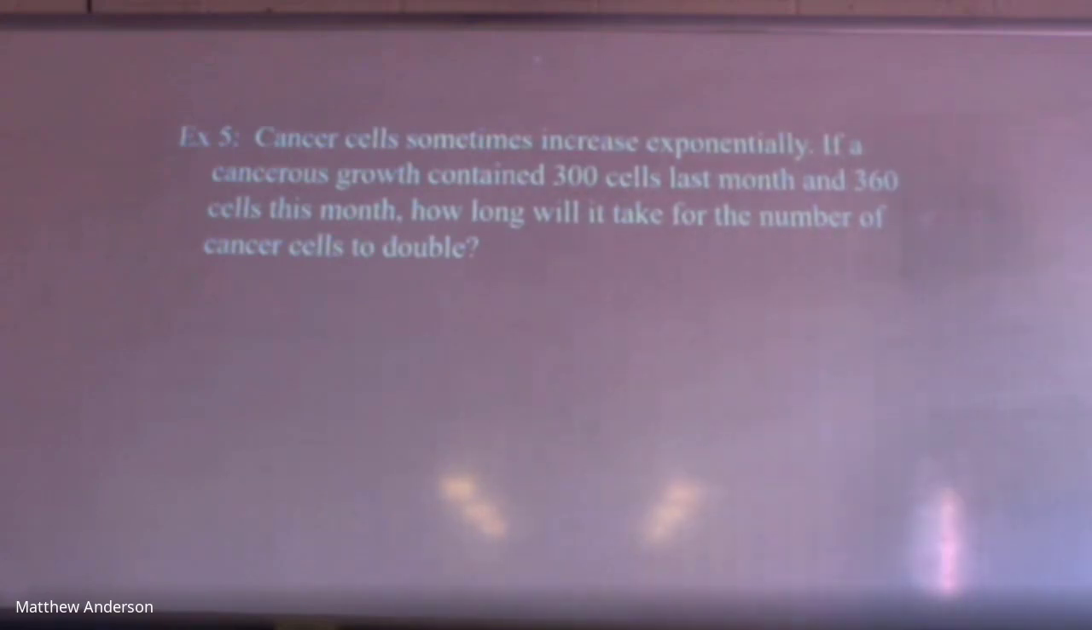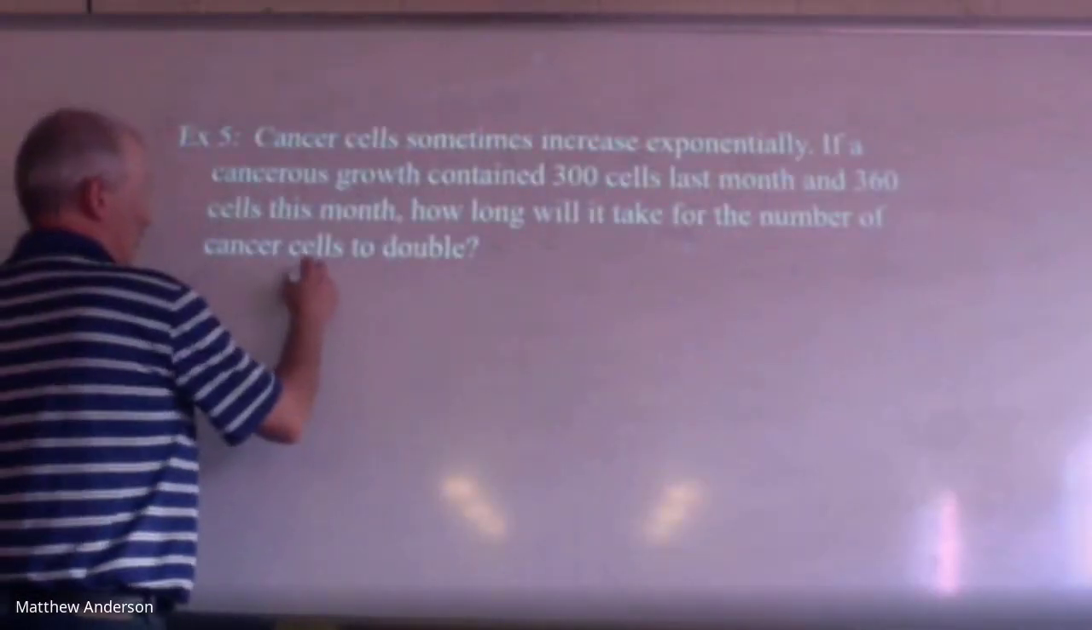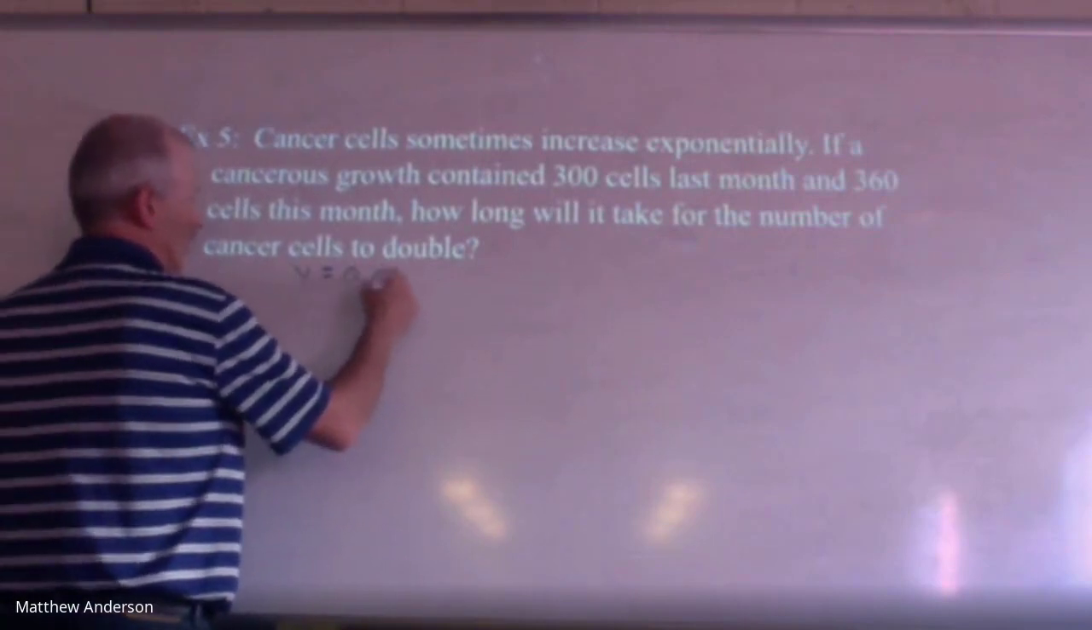If a cancerous growth contains 300 cells last month and 360 cells this month, how long will it take for the number of cancer cells to double? So again, we're being given some information to figure out R so that we can eventually figure out how long it takes to double. This is going to be another one of those two-part questions. So our equation is still the same, A equals A naught e to the R T.